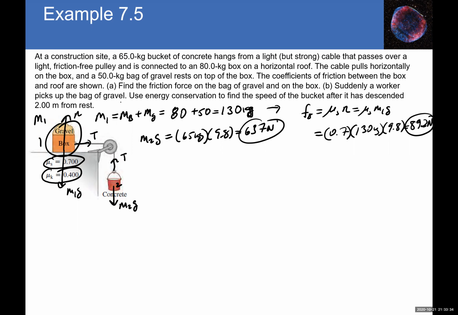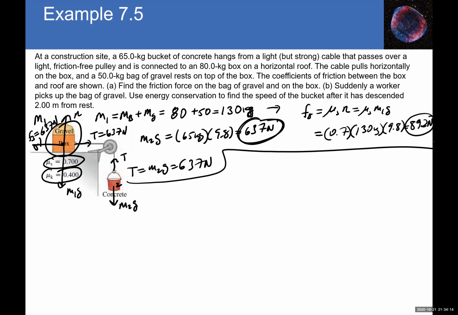So part A is to find the friction force on the box and the gravel. Well, the friction force right now is 637 newtons. Why? Because if the system is in equilibrium, then the tension equals M2G, which is 637 newtons, and it's also 637 newtons here. That means the box and gravel together can push with a static friction of the same 637 newtons to keep the system in equilibrium.